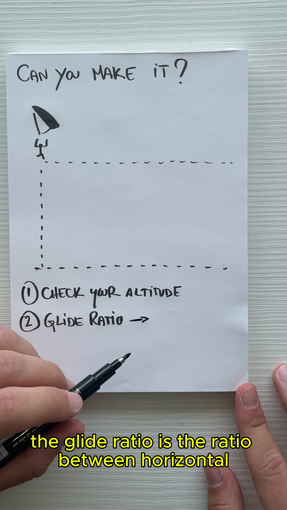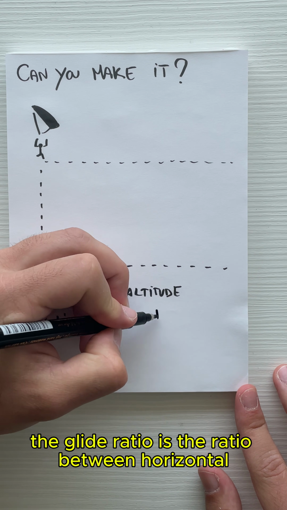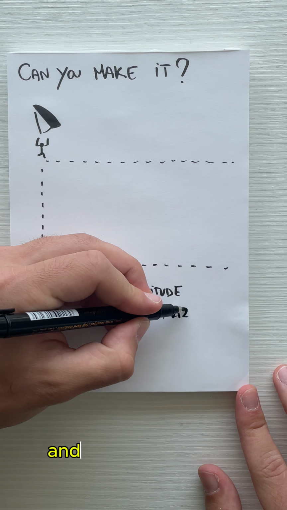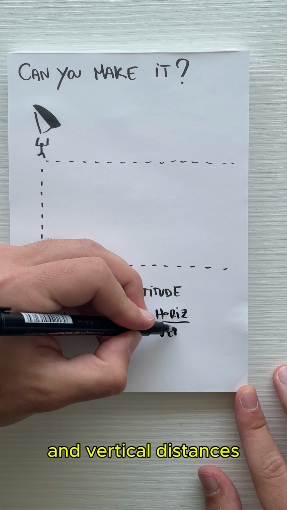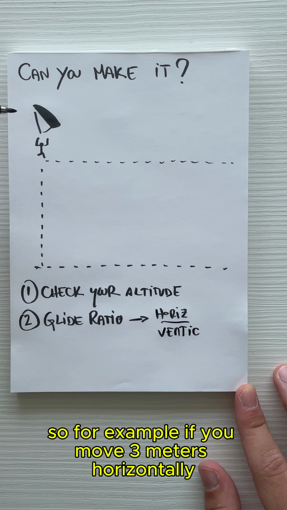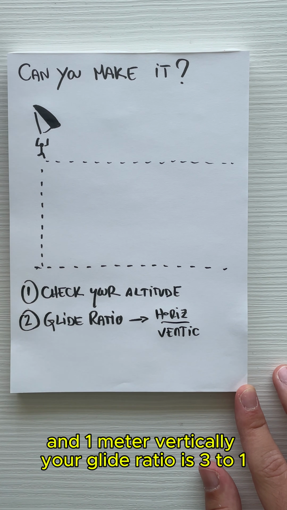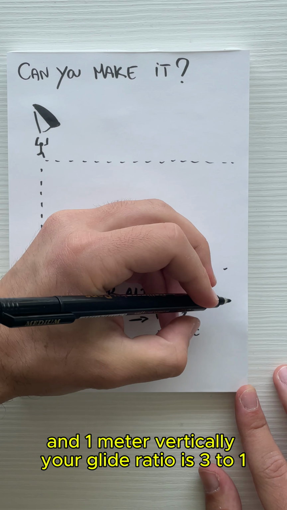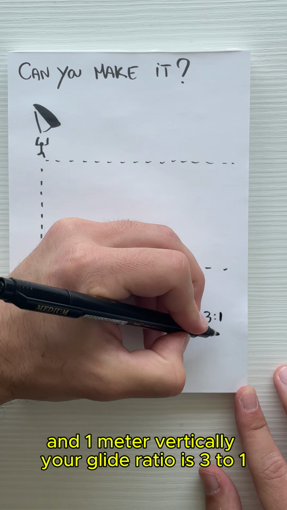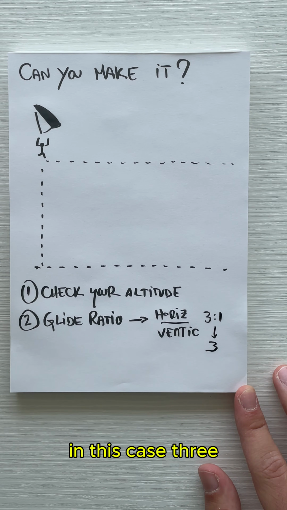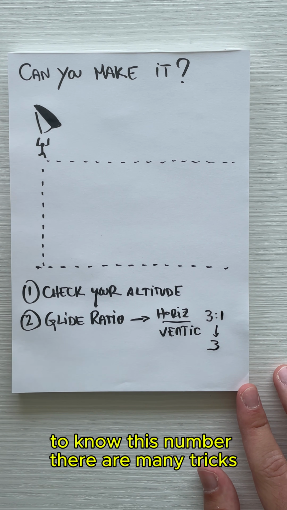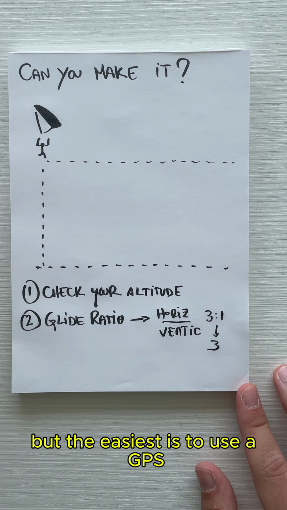The glide ratio is the ratio between horizontal and vertical distances. So for example, if you move 3 meters horizontally and 1 meter vertically, your glide ratio is 3:1. In this case, 3. To know this number, there are many tricks, but the easiest is to use a GPS.